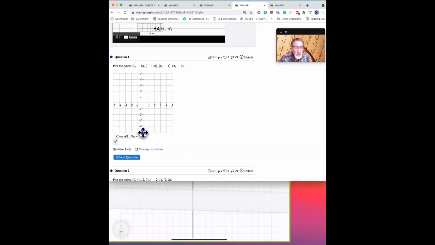They are very hard to move once placed. So 0, -5, and then -1, 0. And then we had a 5, -1, so 5 and then down 1. Get that pencil right on the point. This would be good to practice. And then 2, -3. So if I got those all close enough, we should be good.